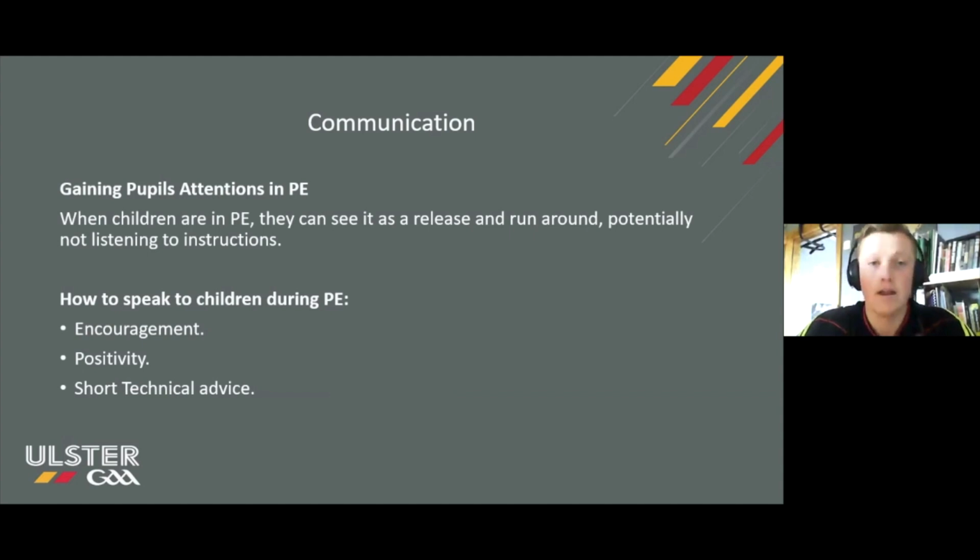It's what we want them to do as well. Get a bit of exercise, but what we're trying to do is get our short technical advice, our information, across as quickly and as concisely as possible. Then controlling our pitch and our tone. If we're speaking to them one-to-one, we keep it nice and low, and if we're going loud across the group, we speak a bit louder.